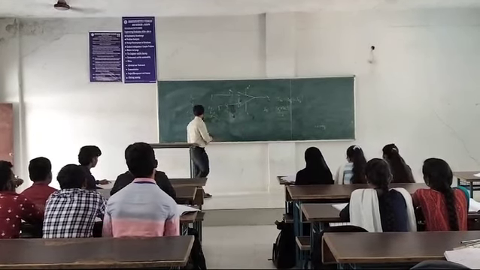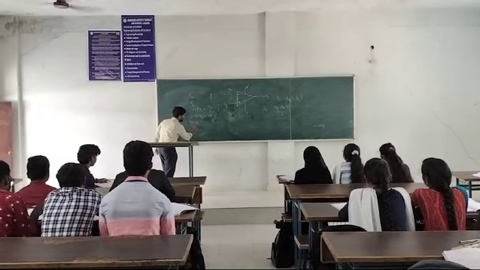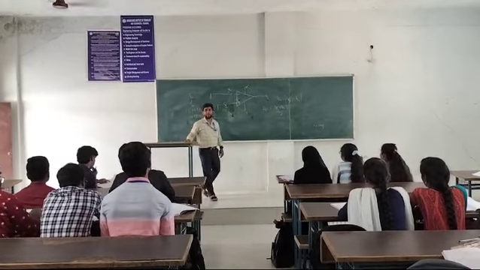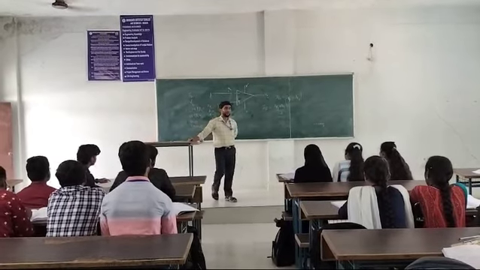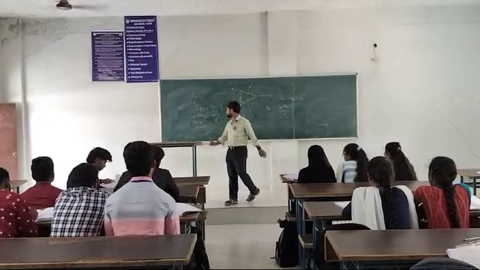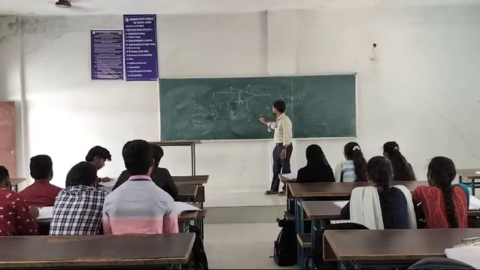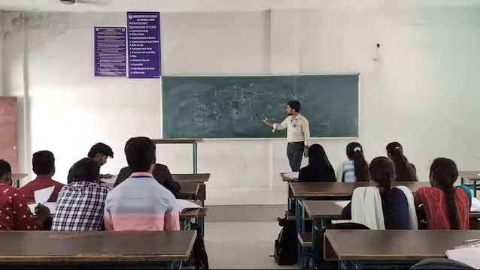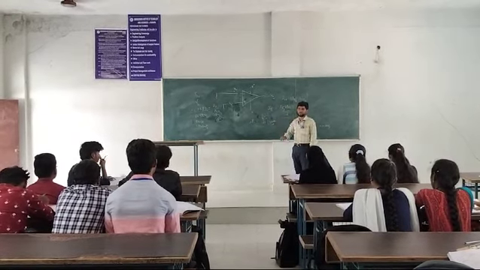And the next parameter that we will discuss is slew rate. It is the maximum rate of change of output voltage per unit time. It is denoted with SR and it is given by dV by dt. We consider the maximum rate of change of the output voltage here, right?